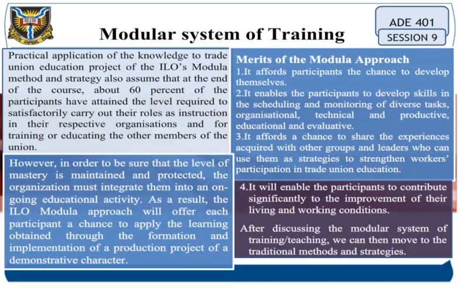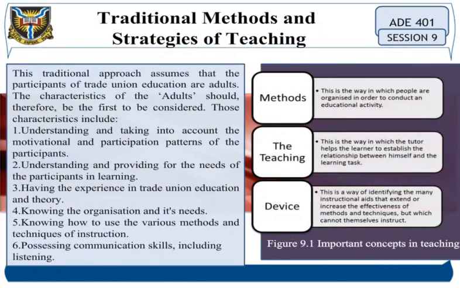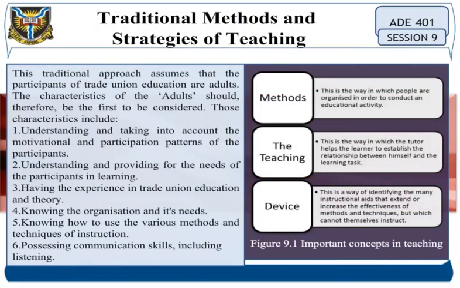After discussing the modular system of training and teaching, we can then move to the traditional methods and strategies. Traditional methods and strategies of teaching. This traditional approach assumes that the participants of trade union education are adults. The characteristics of the adult should therefore be the first to be considered.